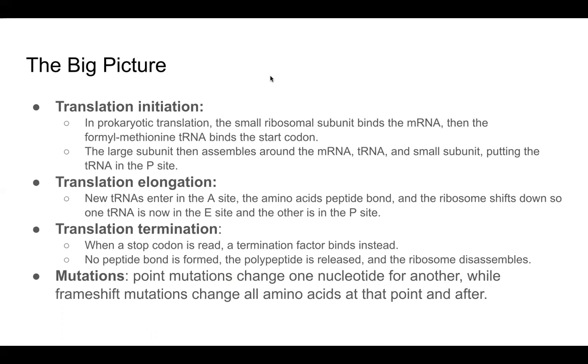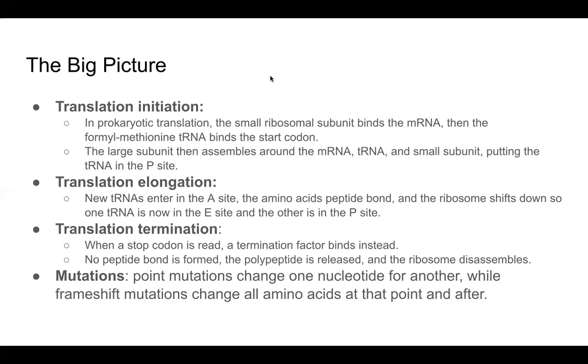In prokaryotic translation, you have the small ribosomal subunit binding to the Shine-Dalgarno sequence, or the ribosome binding site, in the mRNA. Then formylmethionine comes in and binds to the AUG. Then the large subunit comes in and binds such that that formylmethionine tRNA is sitting in the P site. We then move to translation elongation, where new tRNAs carrying amino acids enter the A site and the anticodon on the tRNA bonds to the codon on the mRNA.